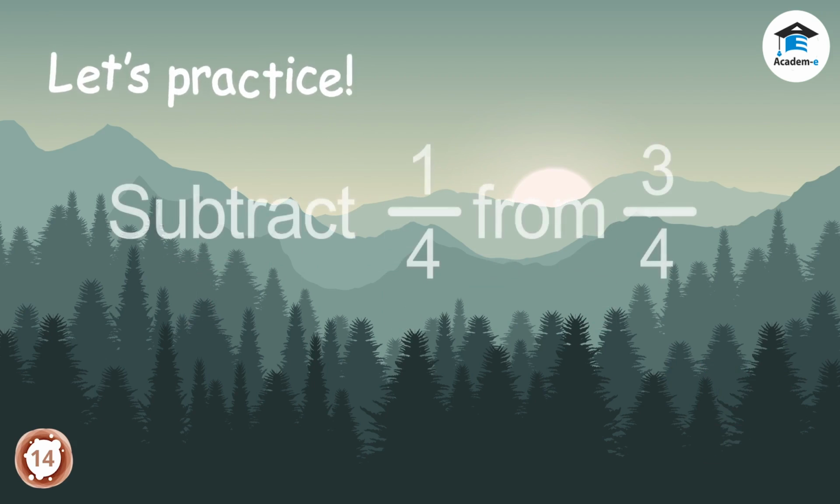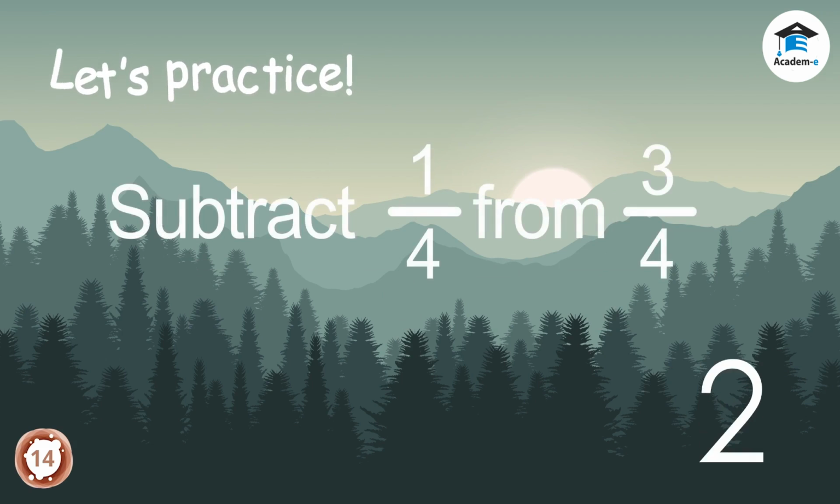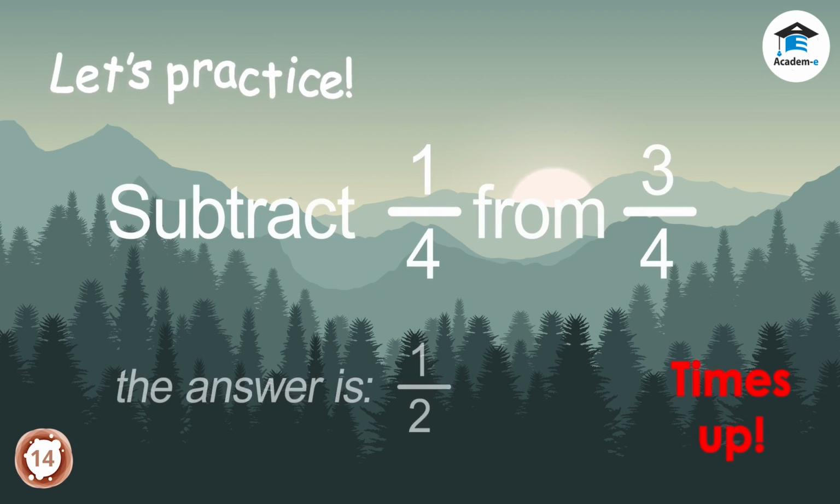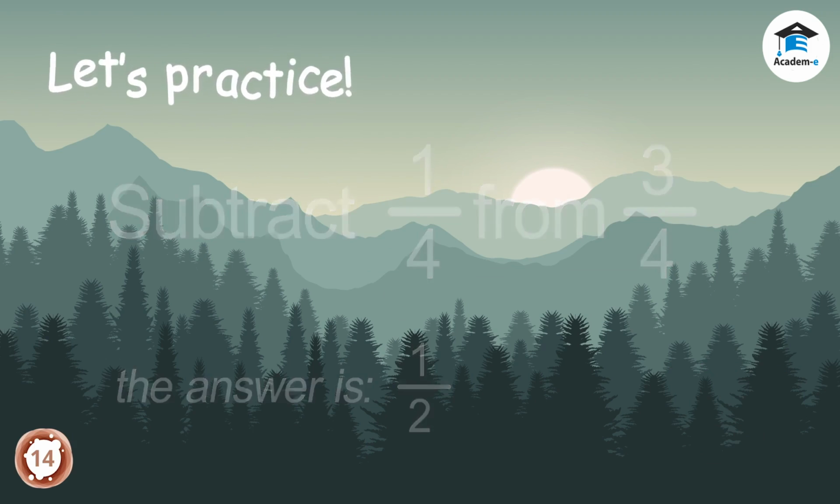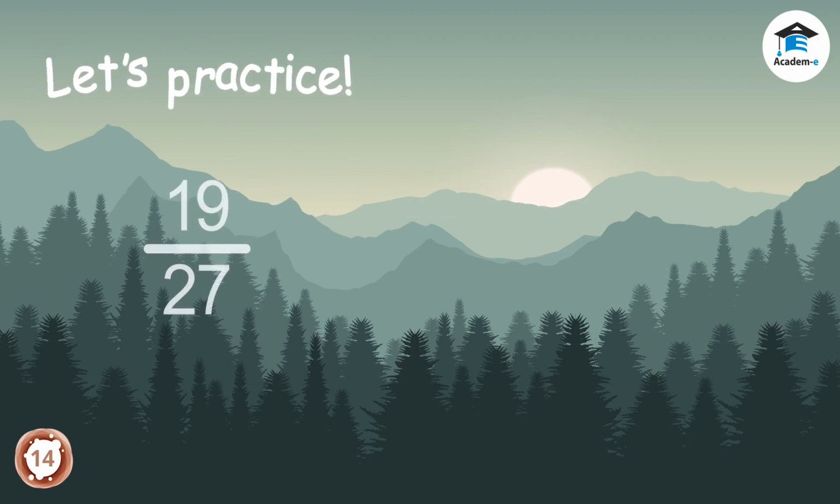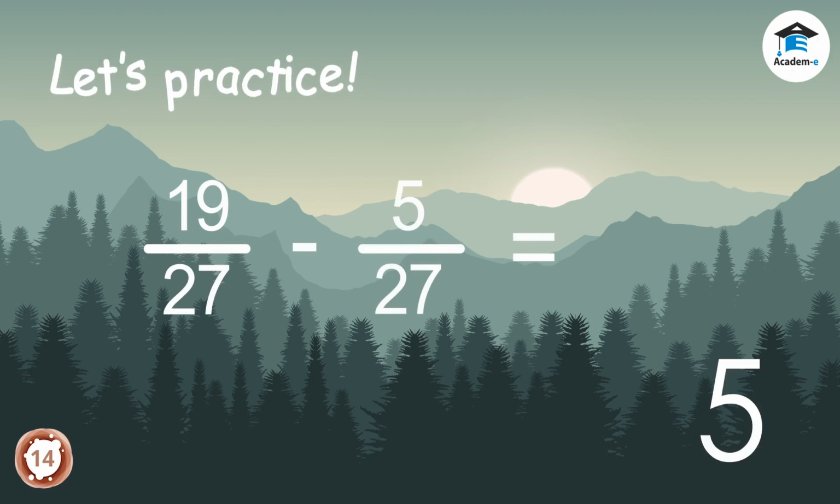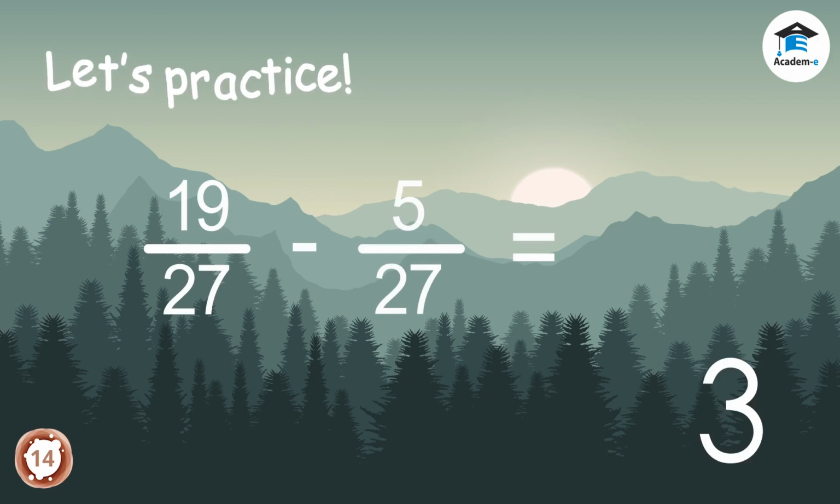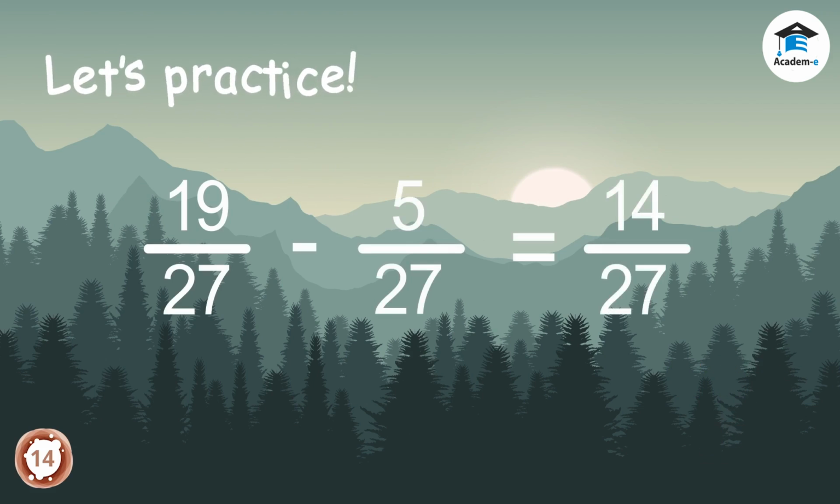Subtract 1/4 from 3/4. The answer is 1/2. 19/27 minus 5/27 is equal to? The answer is 14/27.